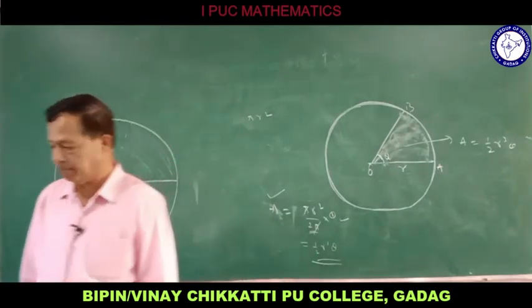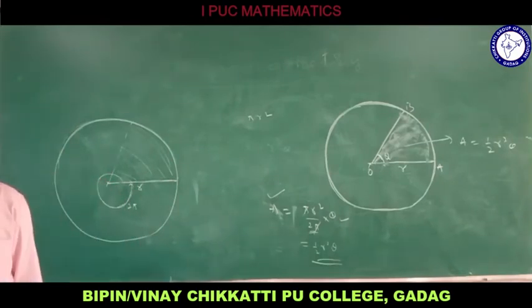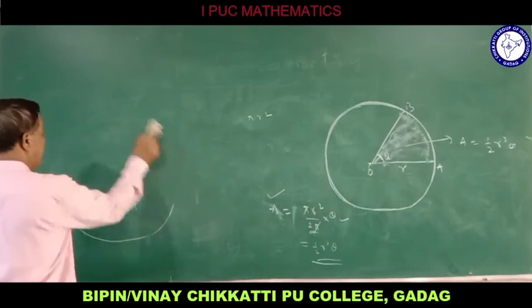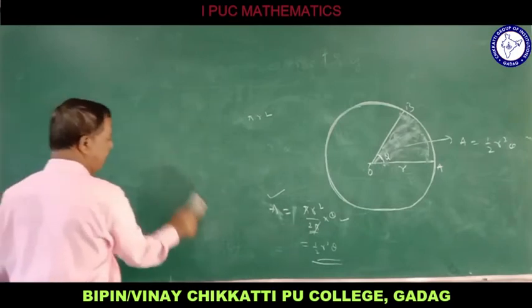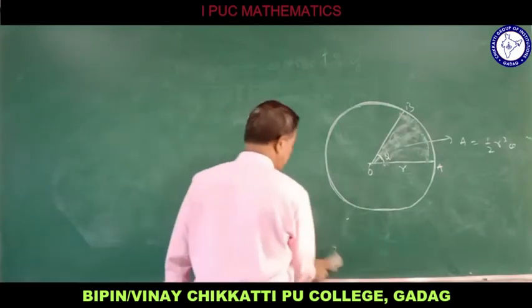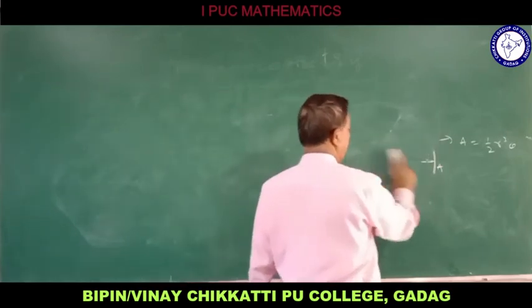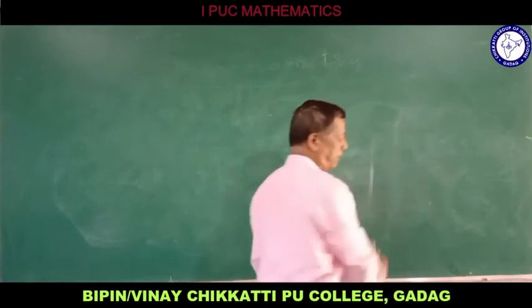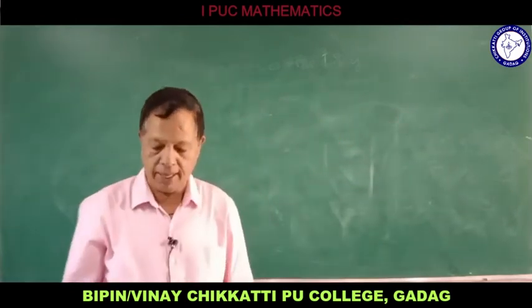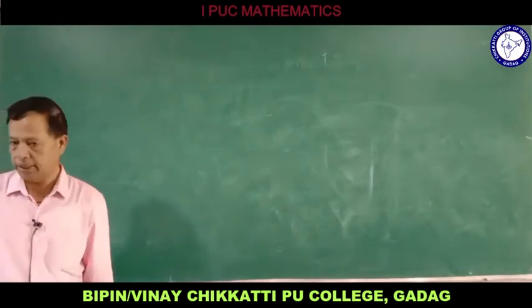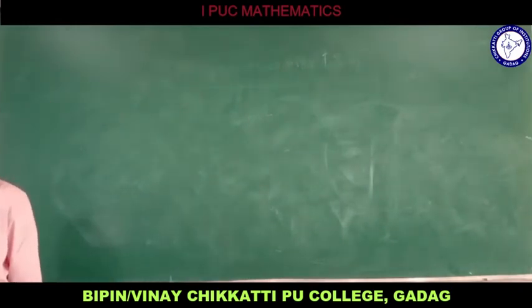So how many results have I told you? Three results. One, radian is a constant angle. Second, L equals r theta, where L is the length of an arc and theta is the angle subtended at the center by that arc. And the last one is the area of the sector, 1/2 r square theta.